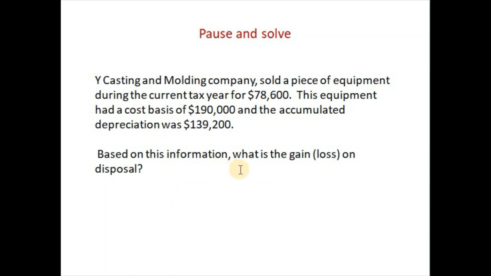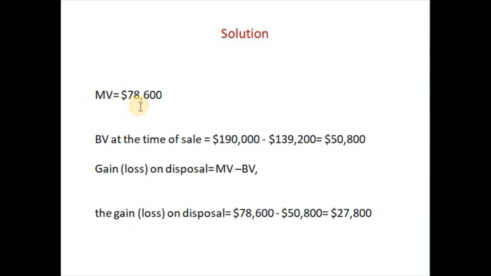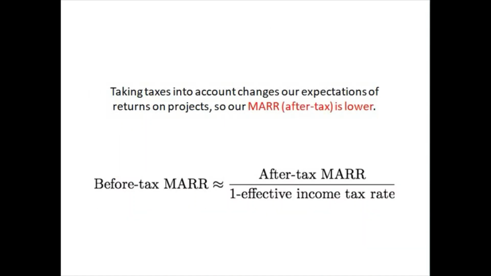So based on this information, what is the gain or loss on disposal? So what do we have? We know that the market value is 78,600. The book value at the time of the sale, we have to calculate it. I know it is the cost basis minus accumulated depreciation. So the book value is 50,800. So what will be the gain following this rule? Market value minus book value. Okay, you see that you have a gain of $27,800. So you will treat it as an income and you will have to apply taxes on this value.